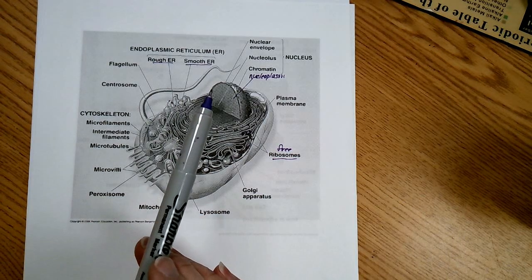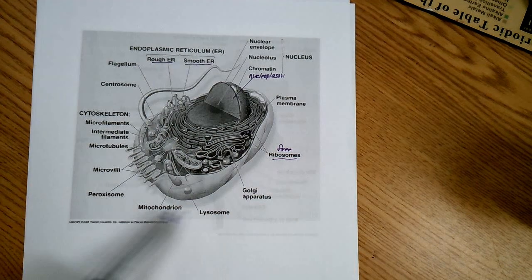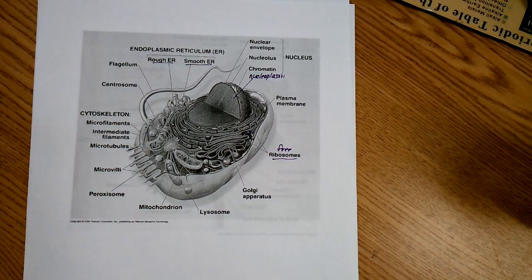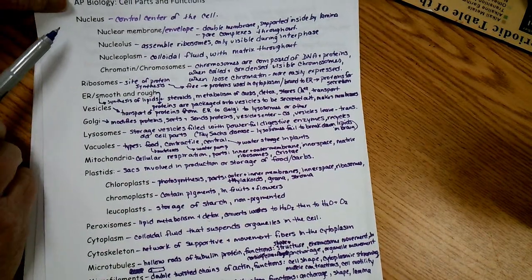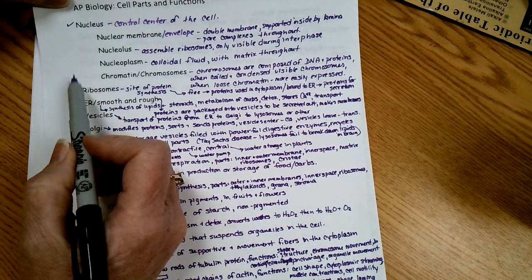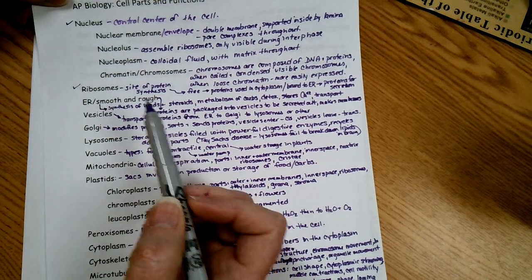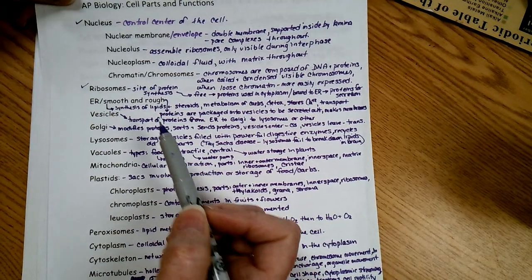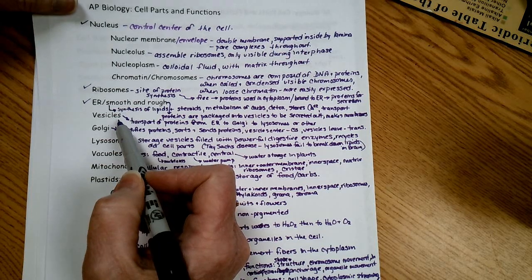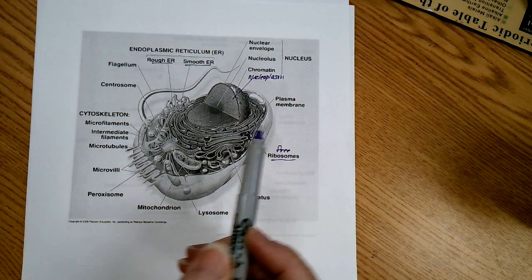Let's go on to the vesicles. If you notice, I'm skipping around this diagram, but going in order of that list. We did the nucleus, okay, I'm going to check that off. We did all the components of the nucleus. We talked about the ribosomes, both free ribosomes and bound ribosomes. We've talked about the ER, the smooth and the rough. So let's talk a little bit more about those vesicles.